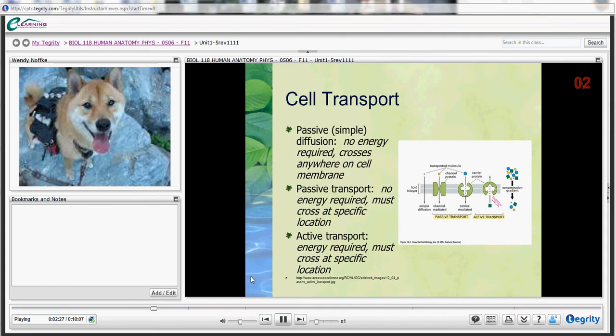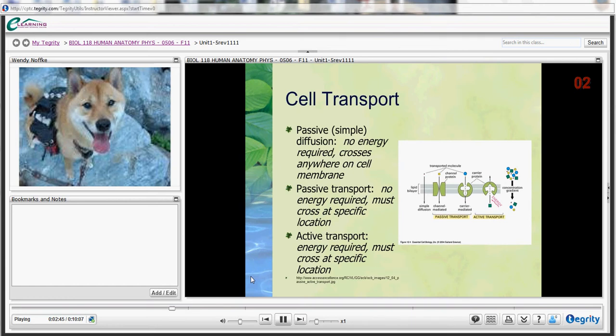We have different ways things can cross in and out of a cell by crossing a cell membrane. Passive or simple diffusion is going to be the simplest method. No energy is required, and the substance can cross anywhere on the cell membrane.